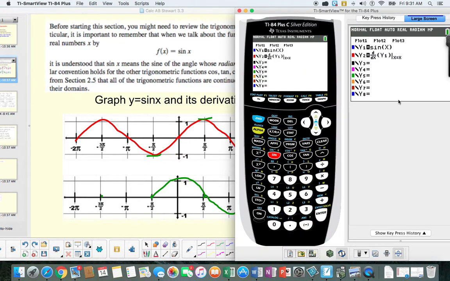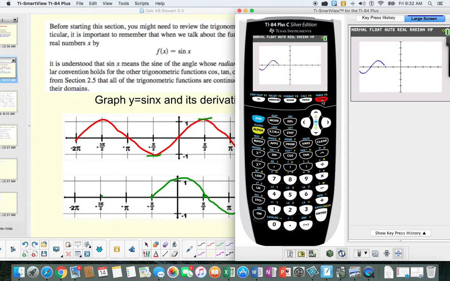Let's go ahead and use our calculator. I have put sine of x and I put the derivative of y sub 1 to take a look at what's going on. Here's my sine of x. And now we're going to have the derivative. Every point graphed is the slope of the tangent line for sine of x. And it's doing just as we predicted. And we can see it looks an awful lot like cosine.